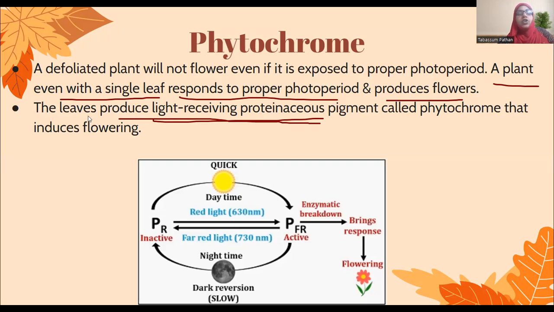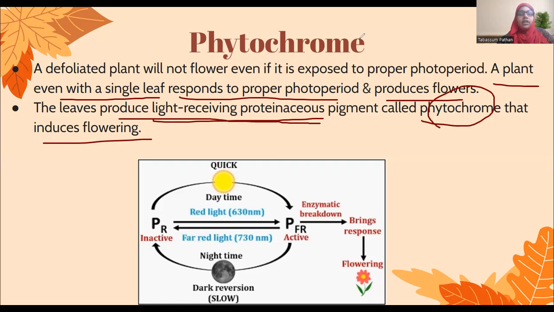Okay. So these leaves are producing a light receiving protein pigment. That is why even a plant with a single leaf will respond to photoperiod, and this in turn will cause the plant to flower. This pigment is known as phytochrome, which induces flowering.